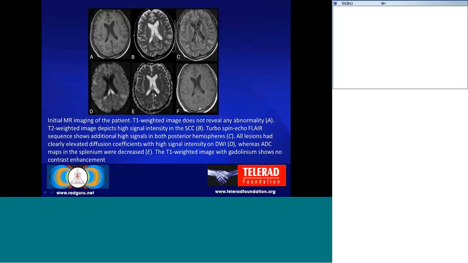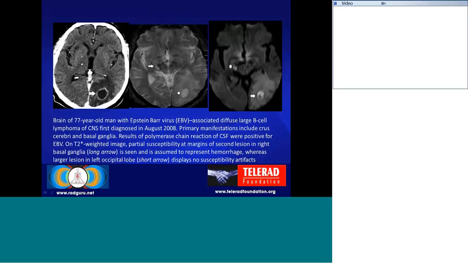On the ADC map, we see the abnormality involving the splenium of the corpus callosum, and on T1 weighted post-contrast gadolinium, there is no enhancement. So diffusion weighted images and FLAIR sequences are good in detecting the edema or inflammatory changes of encephalitis. As I already said, herpes simplex encephalitis can also appear as a circumscribed or infiltrating mass, and sometimes this may be very difficult to differentiate from toxoplasmosis.